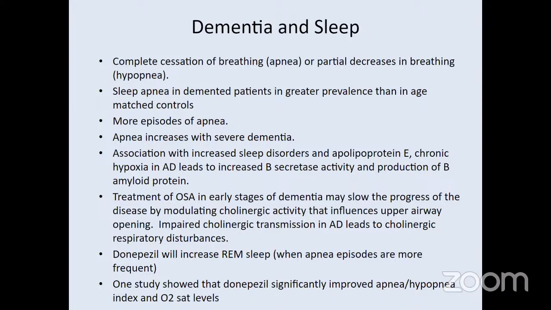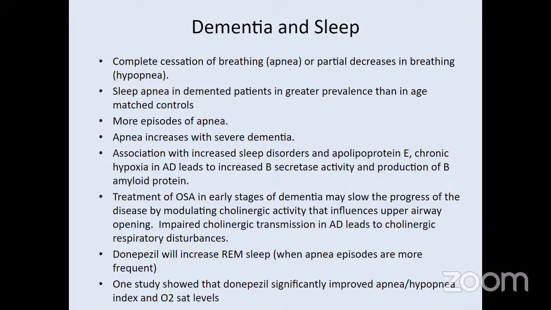Complete cessation of breathing is apnea, while partial decreases in breathing are called hypopnea. Sleep apnea has a greater prevalence in demented patients than in age-matched controls. Patients with dementia have a greater risk of sleep apnea, and they have more episodes of apnea. And as dementia progresses, the risk of apnea increases, with an association with increased sleep disorder and apolipoprotein E.